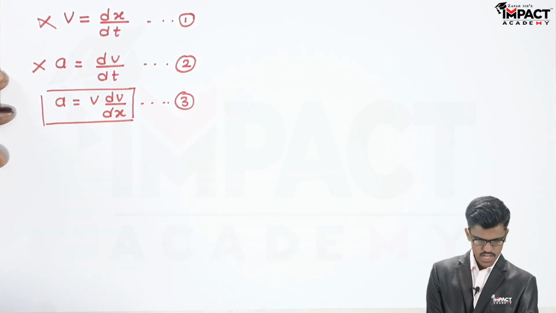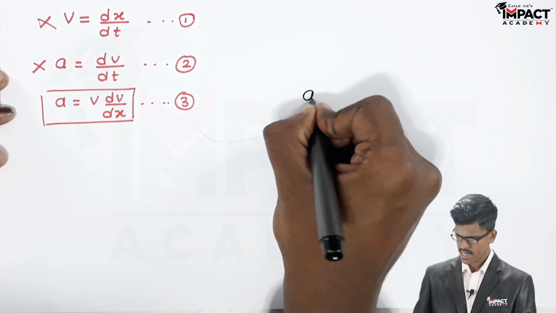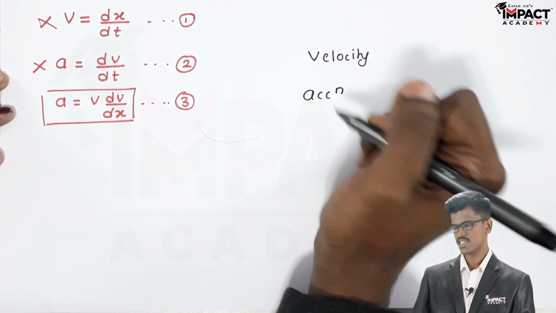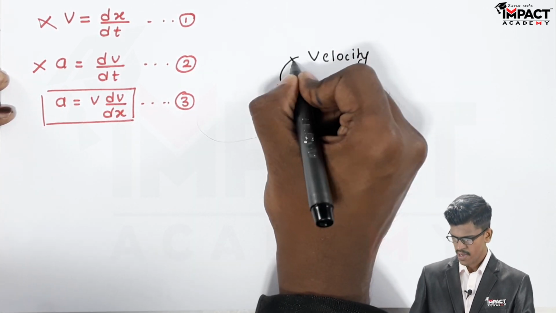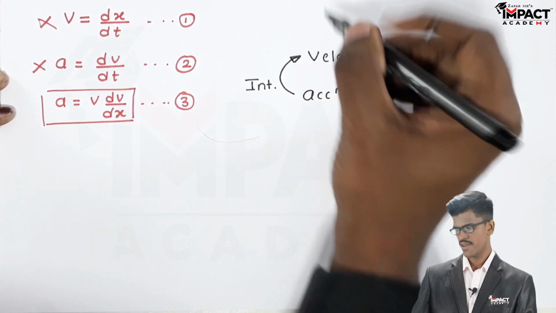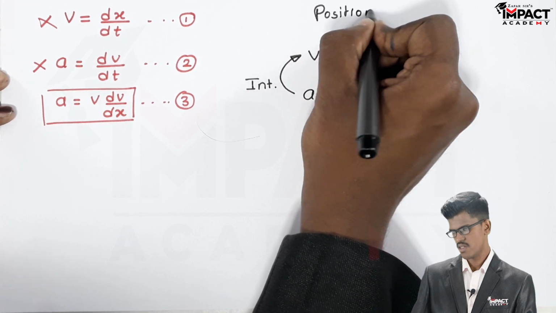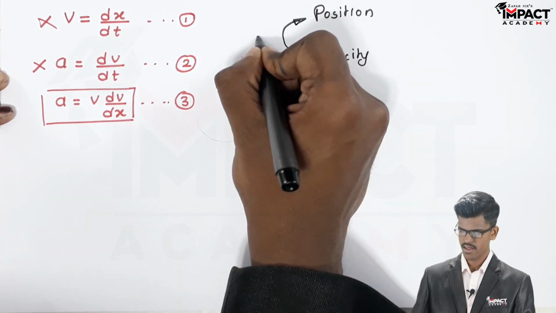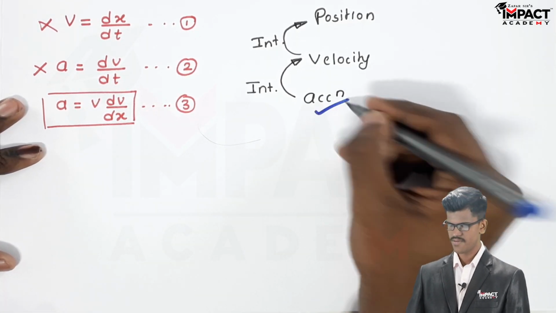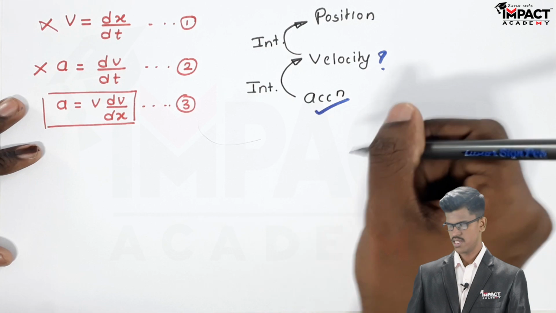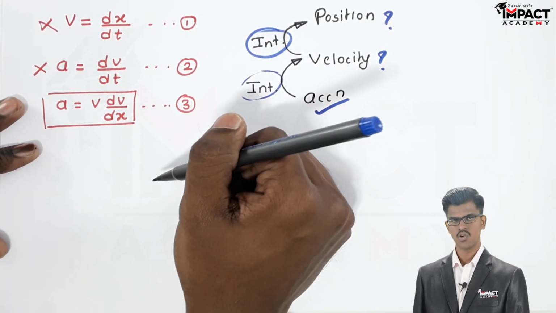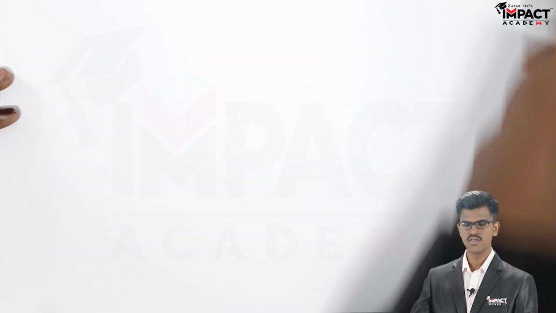If we know acceleration and we have to calculate velocity, from acceleration to velocity we simply integrate. If we know velocity and we have to calculate position, then we again integrate. Here we know the acceleration and we have to calculate velocity and position, so we have to integrate twice. So let's start the problem.